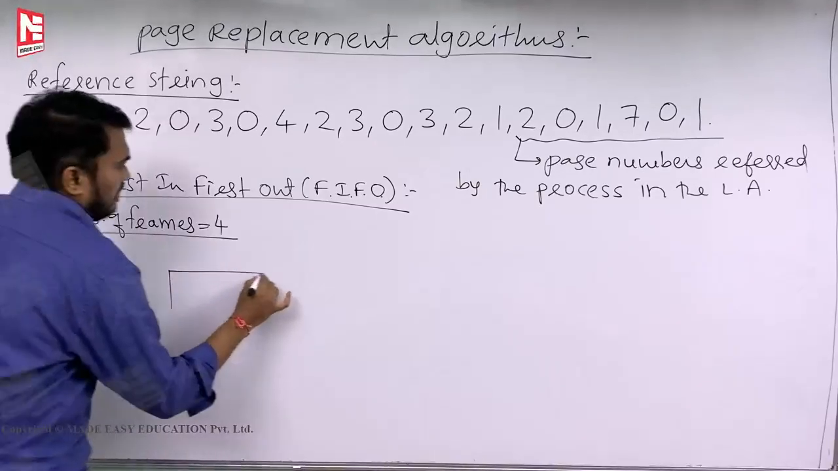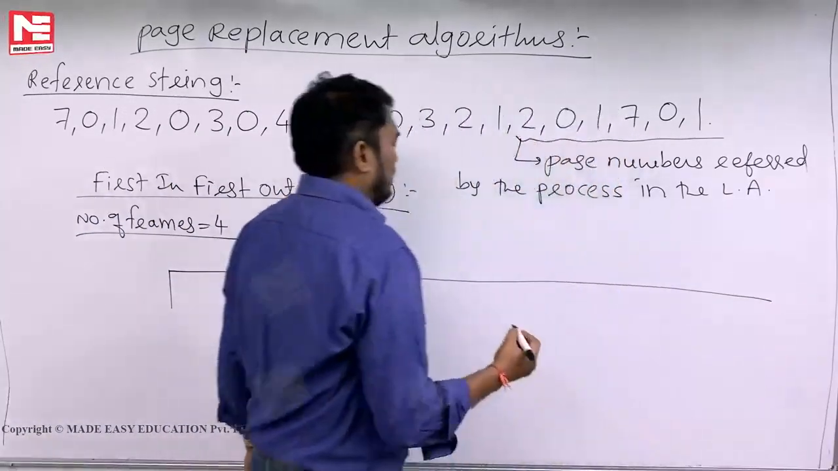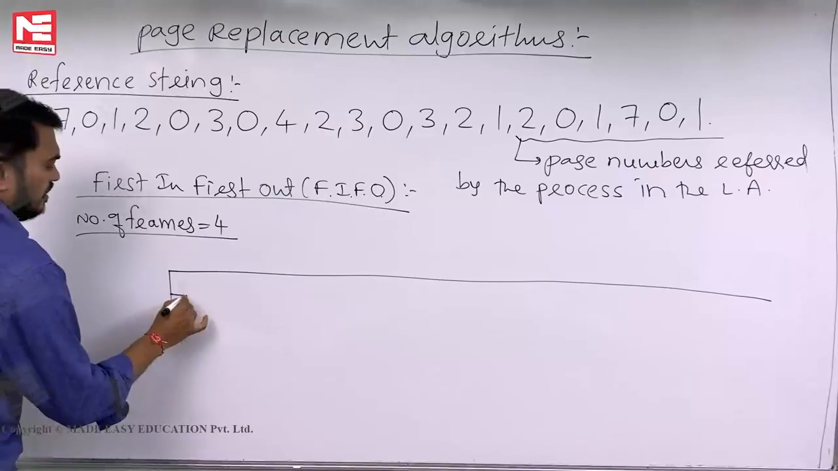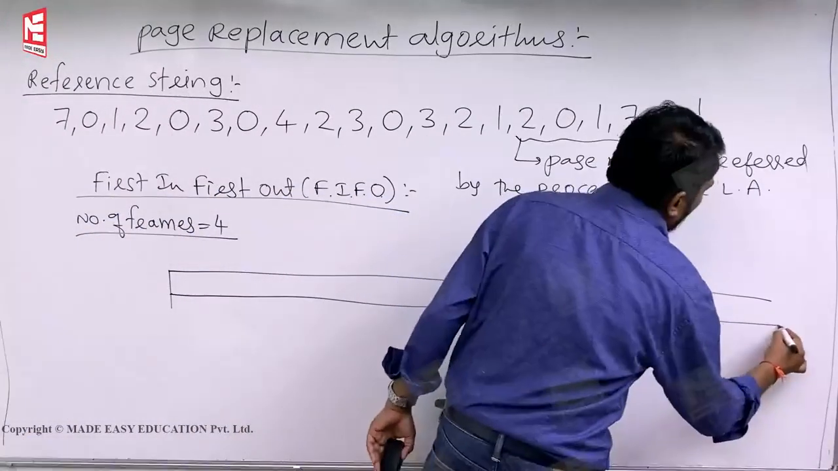So, the number of frames allocated to the process. Okay, I am assuming it is 4 frames allocated. So copy, do it along with me.